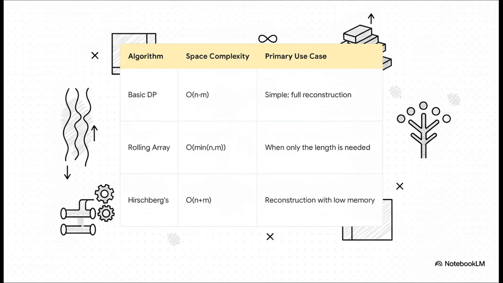Now, if you only need the length and not the sequence itself, you can use a trick called a rolling array and get your space usage way down. And if you need the best of both worlds, the sequence and low memory, there's Hirschberg's algorithm. It's more complex for sure, but it gets the job done in linear space, which is incredible.